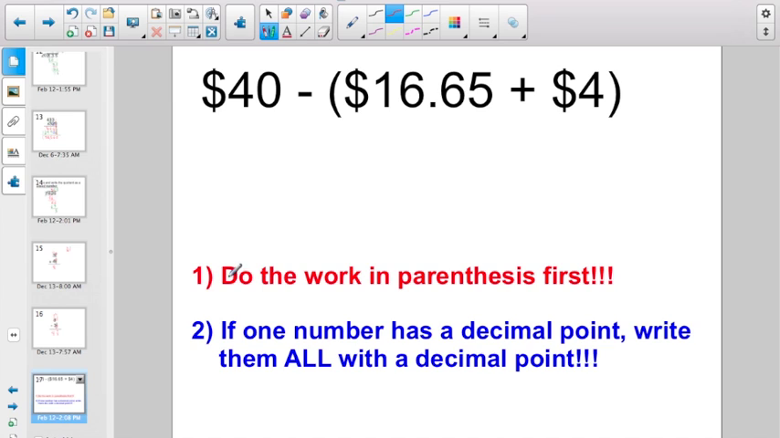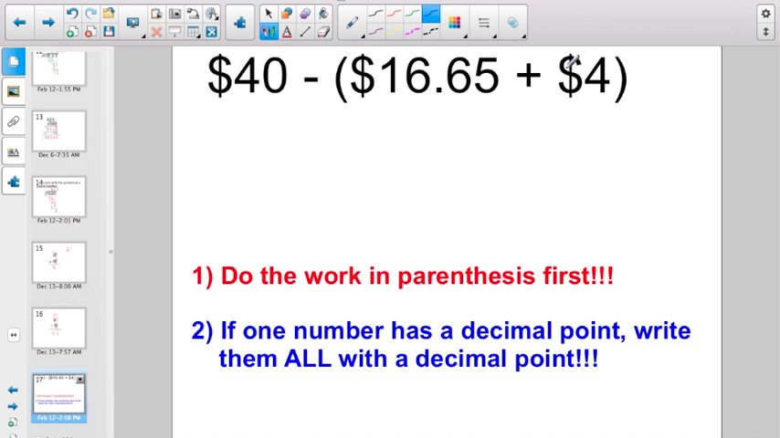Check out this guy. 2 rules to remember. Do the work in parentheses first. And the other hint I gave you is if one number has a decimal point, write them all with a decimal point. So I'm going to start off here with the work in parentheses first. I don't want to go and just write this as 4 because you might get confused and want to put it over here. It's not 4 pennies, it's $4, right? If one of the numbers has a decimal point, write them all with a decimal point.